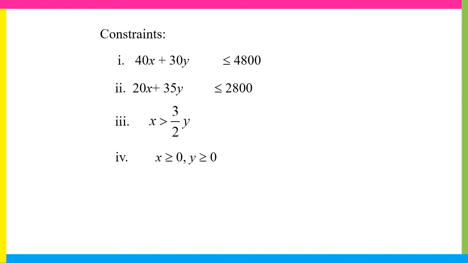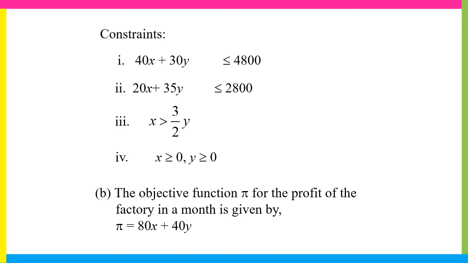Okay. Lagi apa lagi constraint kita ada? Kuantiti mestilah lebih daripada sama dengan kosong. Dia tak boleh negatif. Ini kita masukkan jugalah. Dia wajib lah untuk problem solving ni. And then kita ada objective function pi for the profit of the factory in a month, which is darabkan dengan setiap kuantiti bagi dia punya profit. So kalau hi-fi profit dia 80, so 80 darab X. Kalau mini profit dia 40, which is darab dengan Y lah, quantity of mini. Okay, so kita dah ada constraint, kita dah ada objective dah.